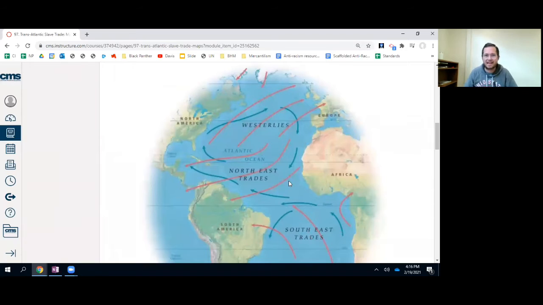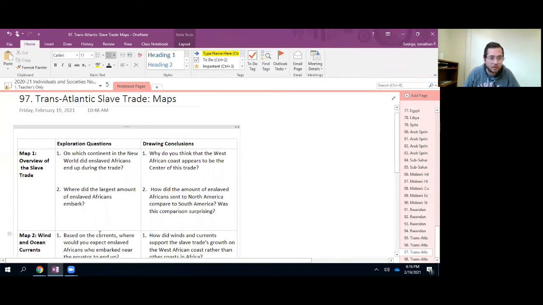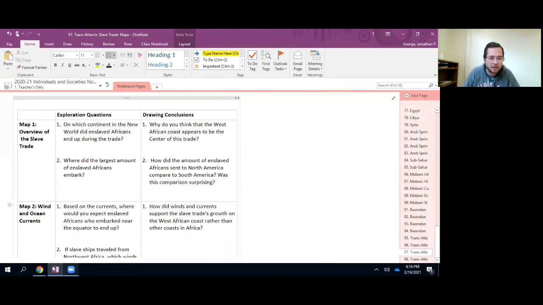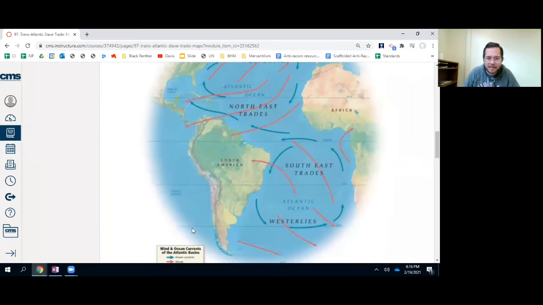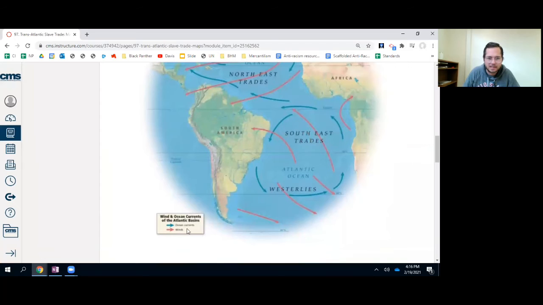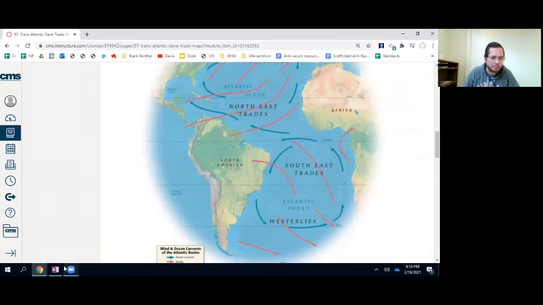Let's move down to map number 2. We're looking at winds at this point. Let's look here at what we're looking at: wind and ocean currents. We have our key down here at the bottom: wind and ocean currents of the Atlantic basins. Blue represents the ocean currents and red represents the wind currents. Let me walk you through this.